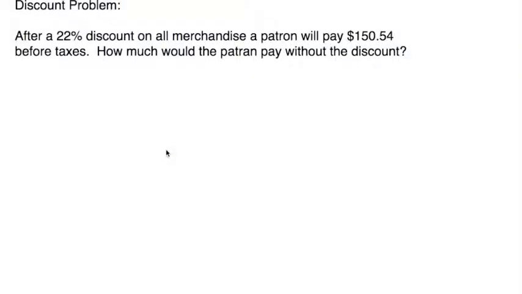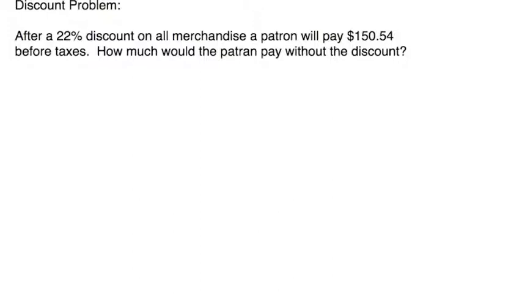This is an example of a discount problem, for instance, like a sale. So here we have a 22% discount on merchandise, and a patron will pay a total amount of $150.54 before taxes. Now, this is after the 22% discount has already been taken off. So the question is asking how much would they pay without the discount? In other words, what was the original cost?